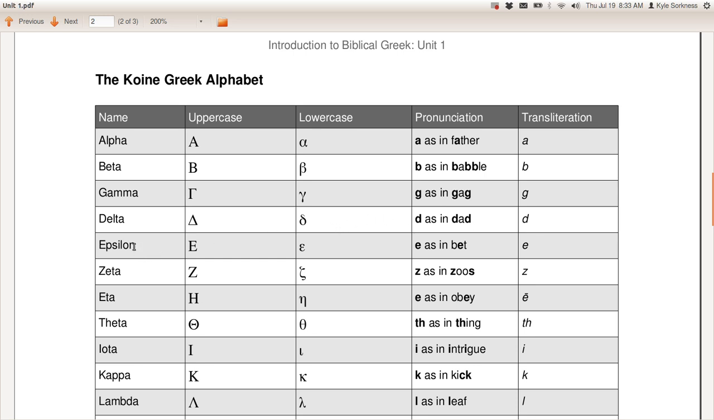The next letter is very much like our E, epsilon. The uppercase epsilon looks exactly like our uppercase letter E, and the lowercase epsilon looks like a small backwards 3. This makes the E sound as in bet. So you have A, B, G, D, E.